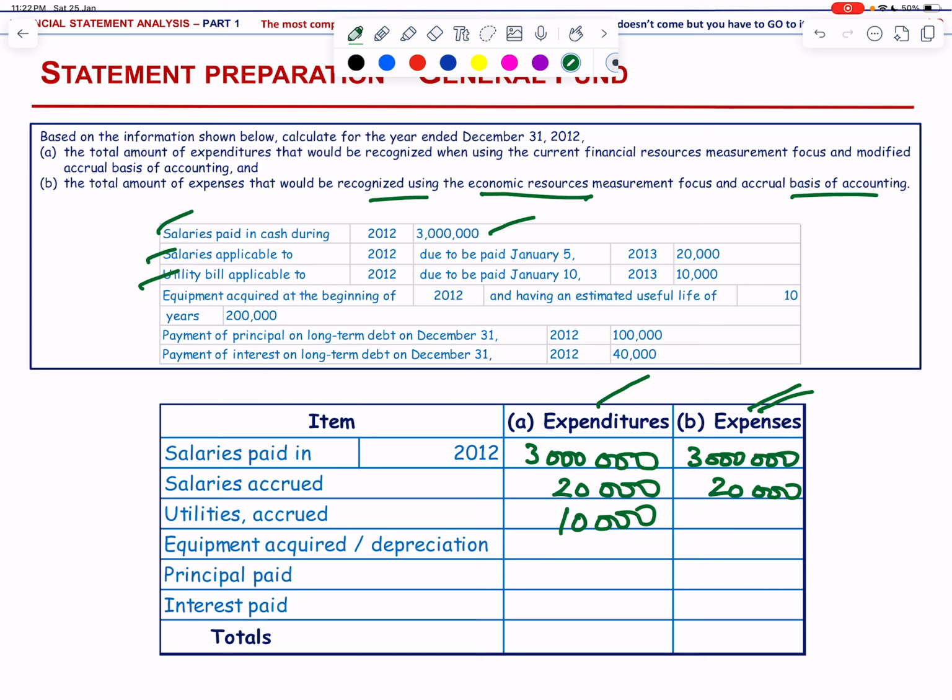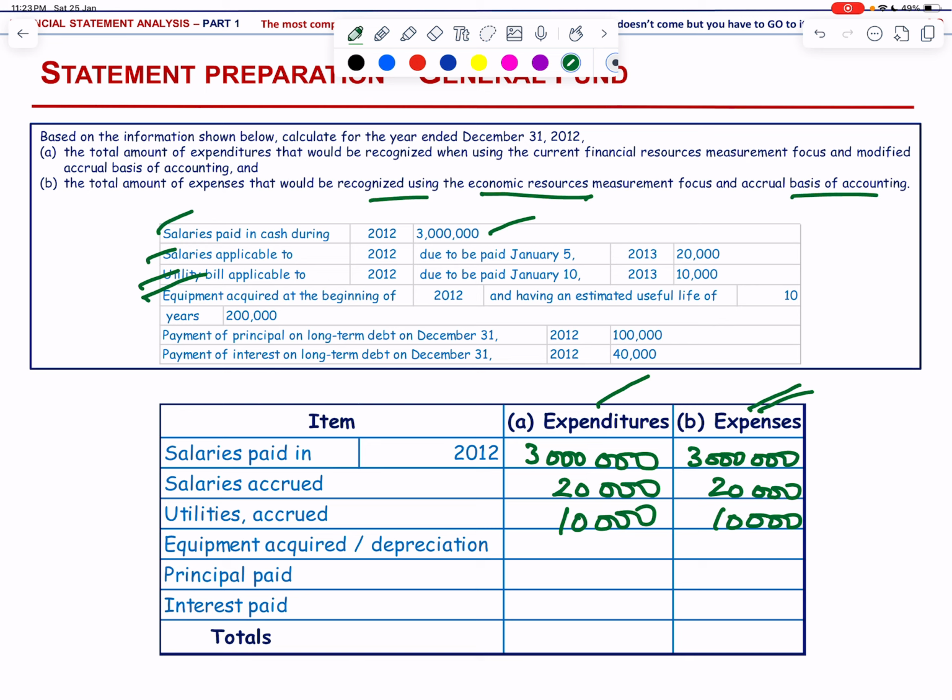Then, under the accrual basis, expenses are recognized when incurred, regardless of when the payment is to be made. And since the utility bill was incurred in 2012, it is recognized as an expense in 2012, so it will be recorded as an expense. Then we go to equipment acquired or depreciation. Now, under the modified accrual basis, capital outlays like equipment purchases are recognized as expenditures at the time the asset is acquired.